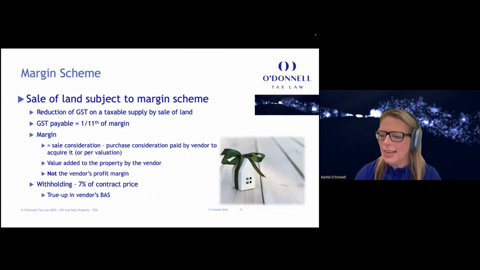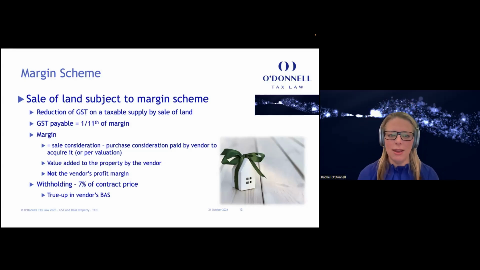So moving on now to the margin scheme. A sale of land that is subject to the margin scheme is a sale that in effect reduces the GST on a taxable supply of land. So it's still a taxable supply, but instead of being 1/11 of the whole of the amount that's paid for the property, it's 1/11 of the margin. And the margin is essentially the sale consideration less what the vendor paid to acquire the property, or in some circumstances, a valuation amount. And that can apply, for example, if the vendor had acquired the property before GST was introduced.